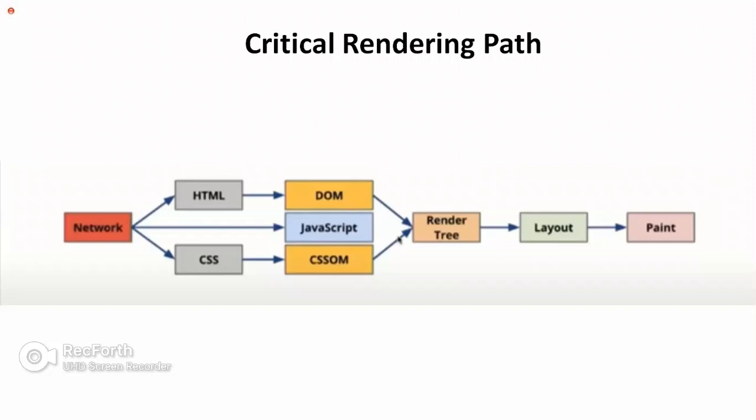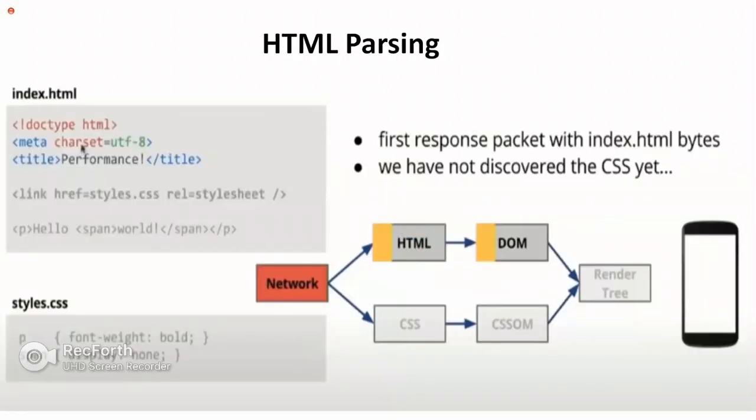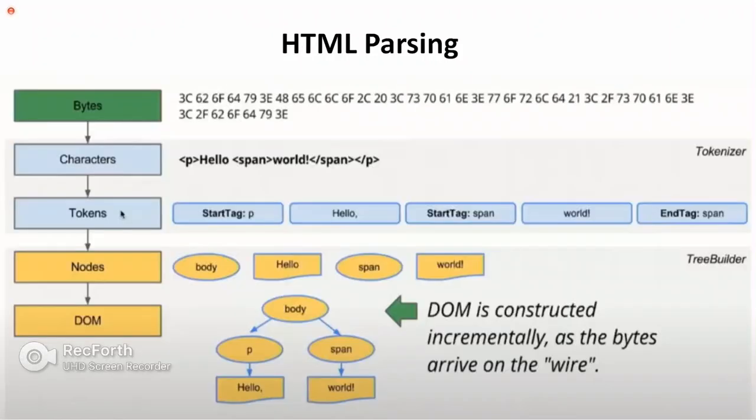HTML will use DOM, CSS will use CSSOM. The render tree is ready, then layout, and finally painting. This is the parsing method actually. So we have bytes. Bytes are converted to characters. Characters are converted to tokens. Tokens are converted into nodes. Nodes are arranged in a hierarchy called DOM. This is the document object model.